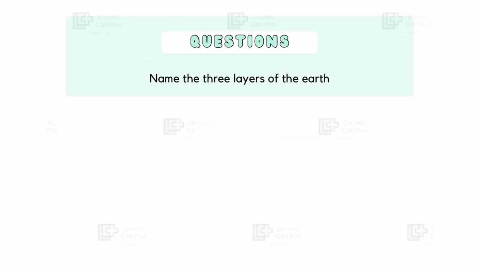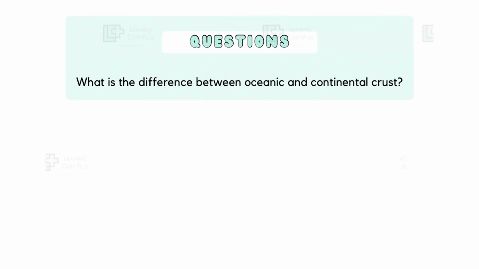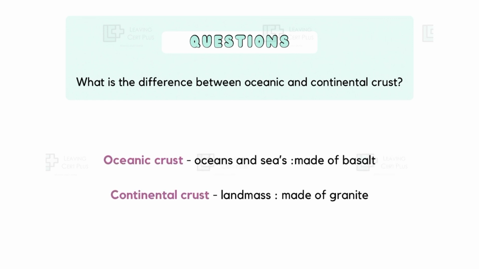So just to recap on everything we've done today. 2 recap questions. First one here is to name the 3 layers of the Earth. Take about 5 seconds. So the 3 layers of the Earth that we've seen today are the crust, the mantle, and the core. Second question, what is the difference between oceanic and continental crust? Take about 10 seconds. So oceanic crust is oceans and sea, comprised of basalt, while continental crust is landmass, comprised of granite.